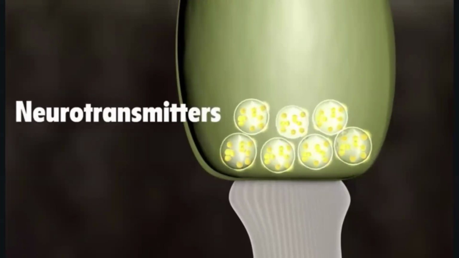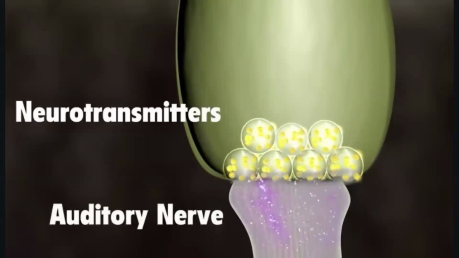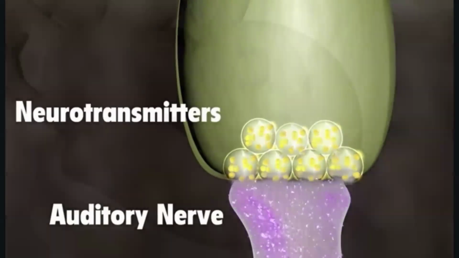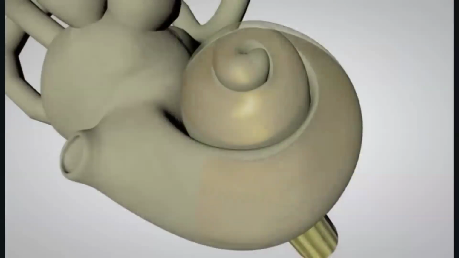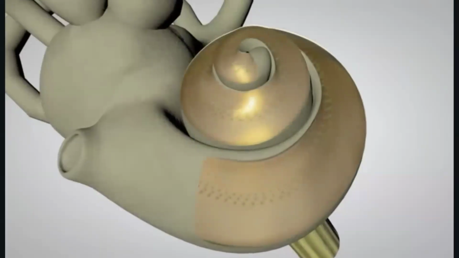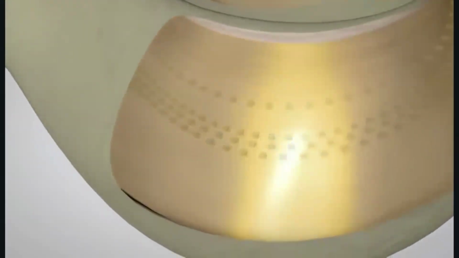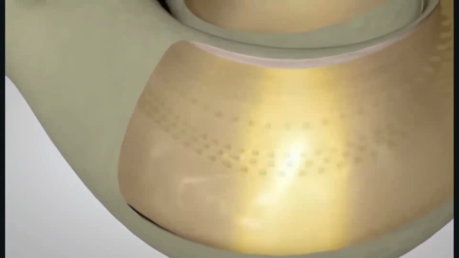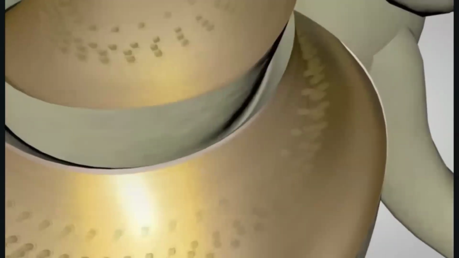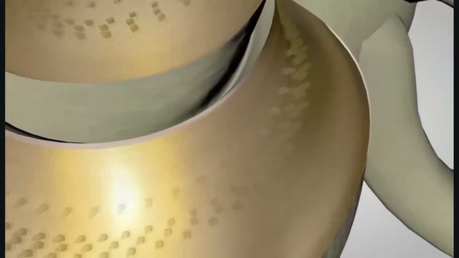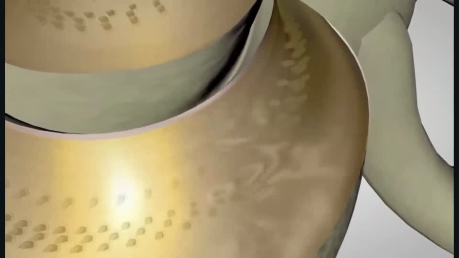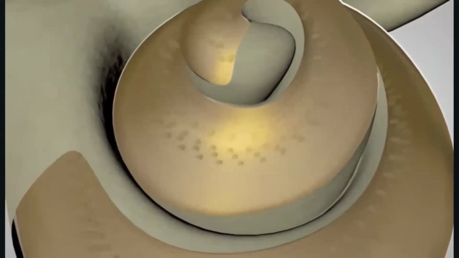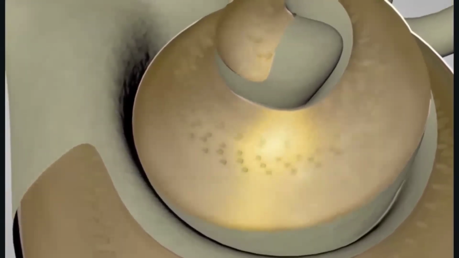The chemicals bind to the auditory nerve cells and create an electrical signal, which travels along the auditory nerve to the brain. Different hair cells respond to different frequencies of sound. The hair cells at the base of the cochlea detect higher-pitched sounds, such as a piccolo or flute. The hair cells toward the top of the spiral detect progressively lower-pitched sounds, such as a trumpet or trombone. At the very top or apex of the spiral, the hair cells detect the lowest-pitched sounds, such as a tuba.